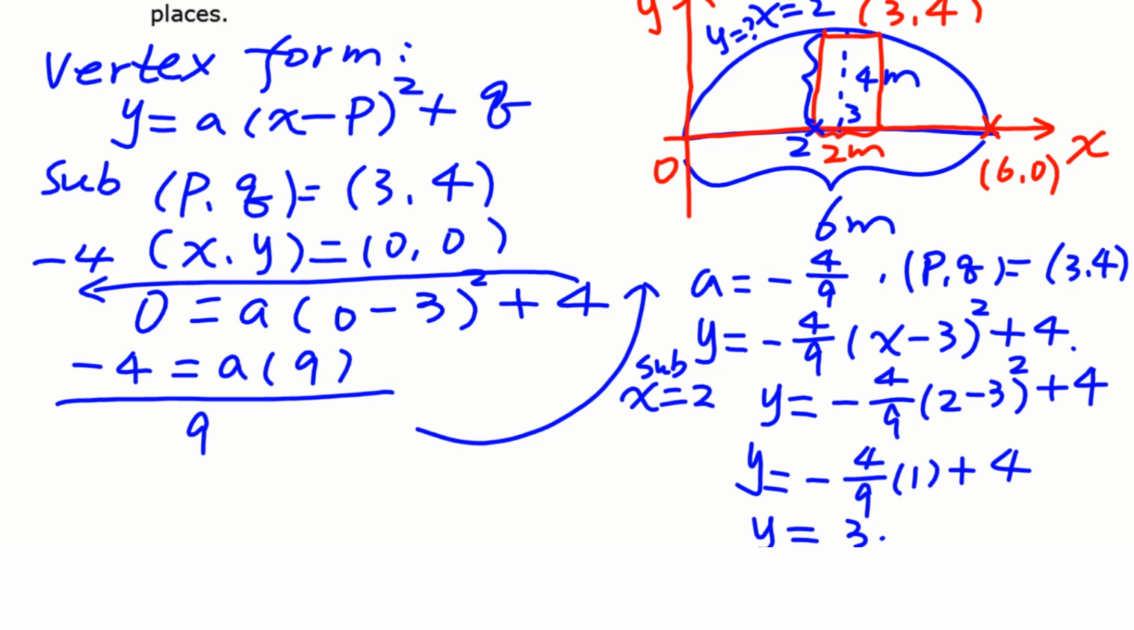So 32 divided by 9. Okay. 3.56 is the maximum height of the truck that can pass this arc. So this is for the second question.